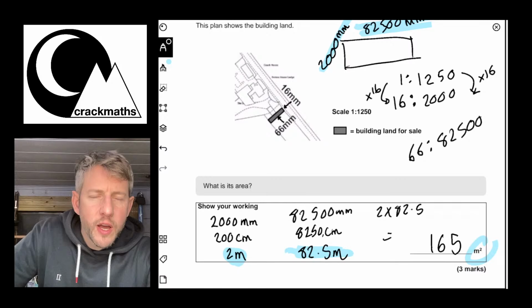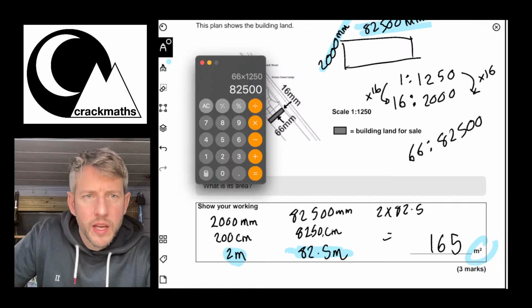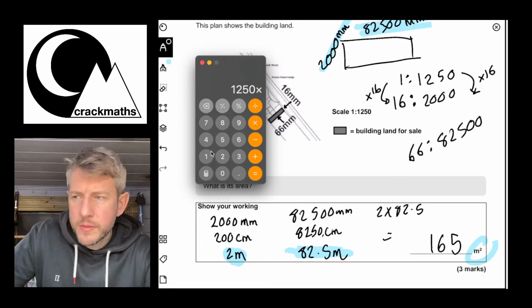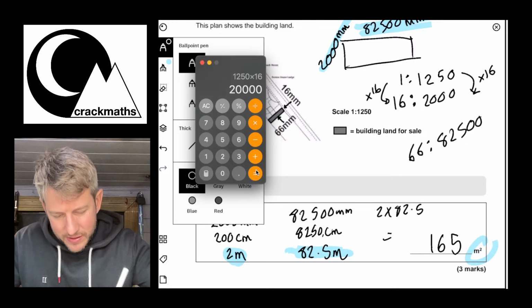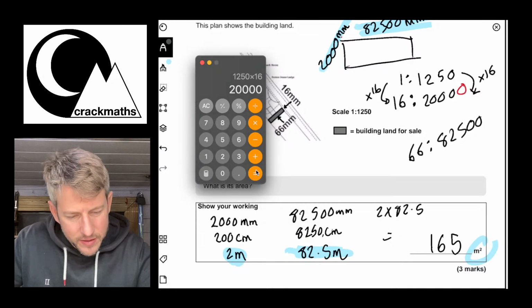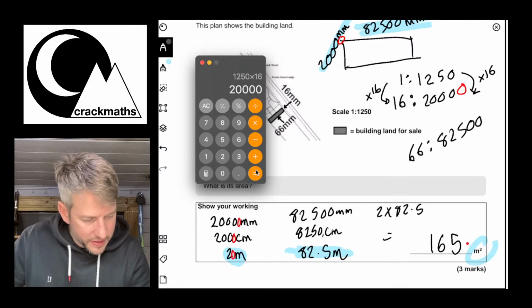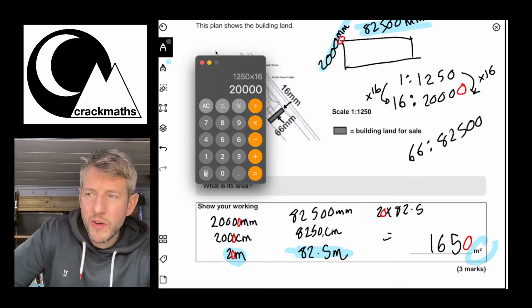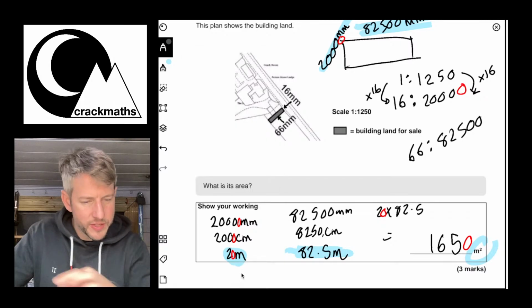So 1 times 16 was 16. Let's get the calculator out. It looks like I've just missed a 0 here. 1,250 times by 16. Yes, I've dropped a 0. There we go. I'll put this in red. 0 here, 0 there, 0 there, 0 there, 0 there. And then there should have been a 0 here because that would have been 10 times bigger. Right, there we go. Sorry about that. Let's continue. So, next question.